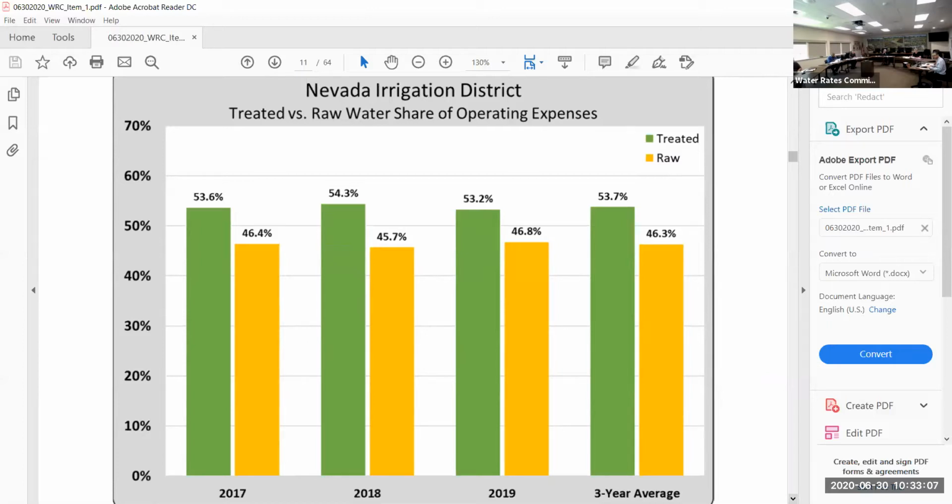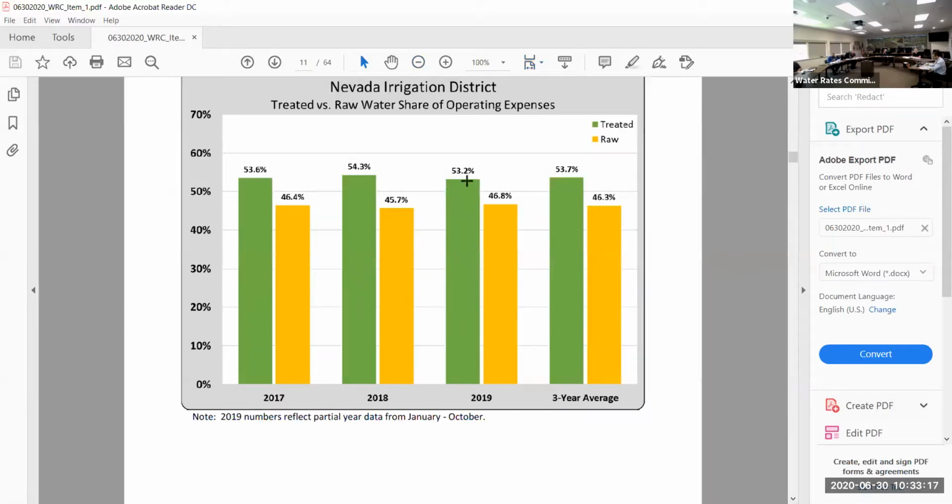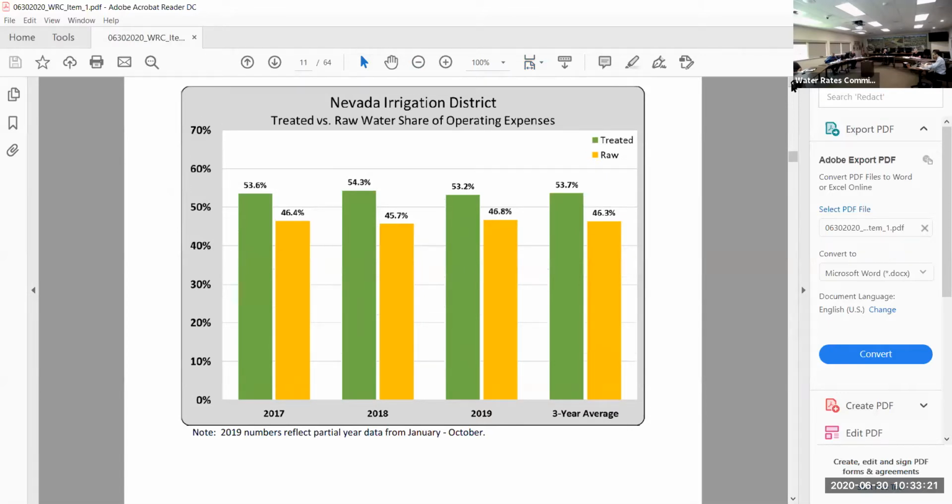Now, this table here is showing a different thing, Director Peters. This table is showing which type of customer is consuming the budget. So this is a little bit different. Yes, we did cut expenses, but this is the one that goes back to how we're going to handle allocating the cost among the customers.